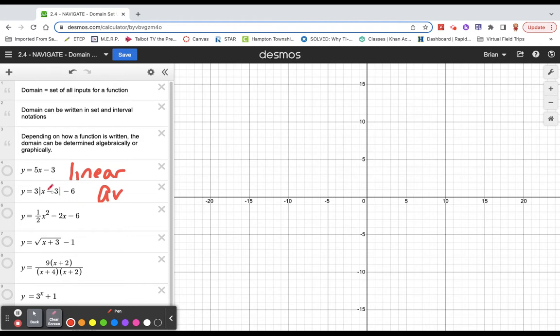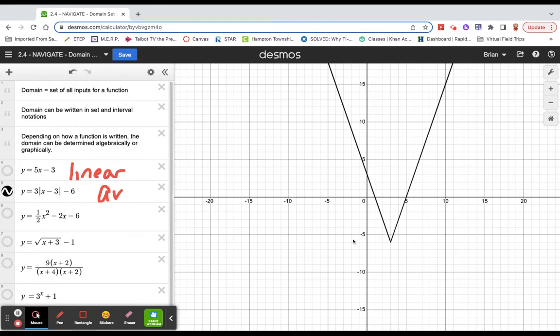Reviewing that material from the last section, we'll notice that we have a -3 in here, which is a translation to the right. We have a -6 here, which is a translation down. And then we have this 3 out front that's doing the slope change for us, allowing us to have steeper sides of the V, and we get this look. So we went 3 right and 6 down, and we get the steeper sides of the V.